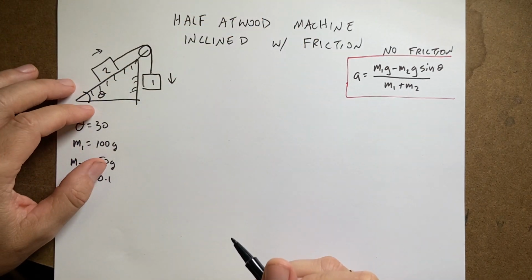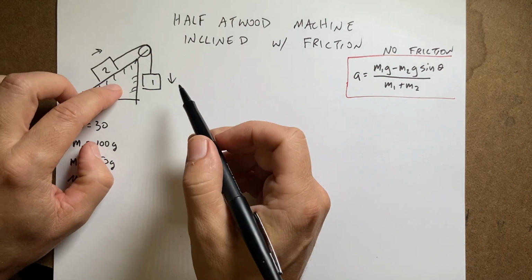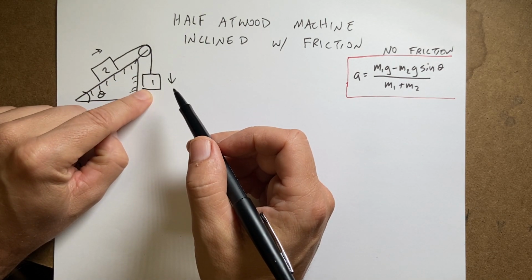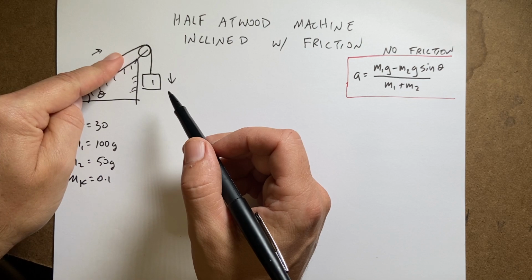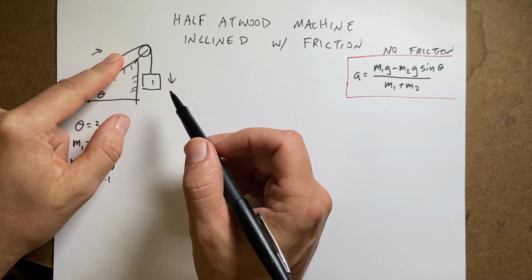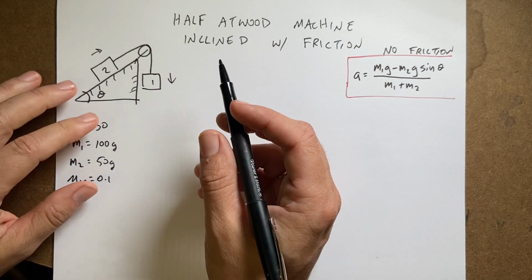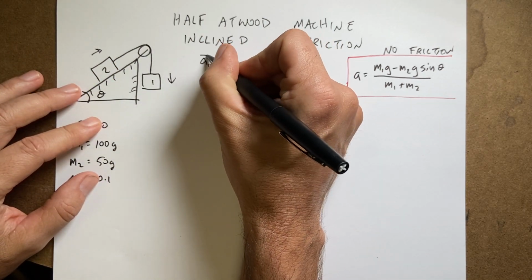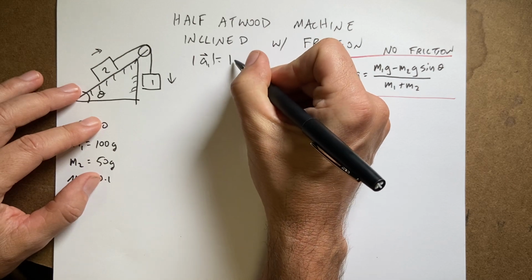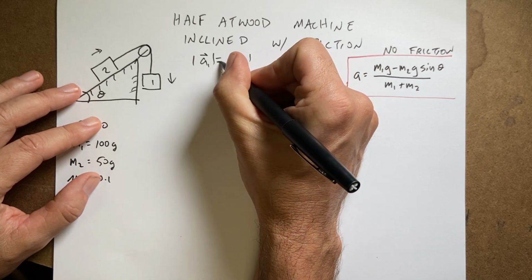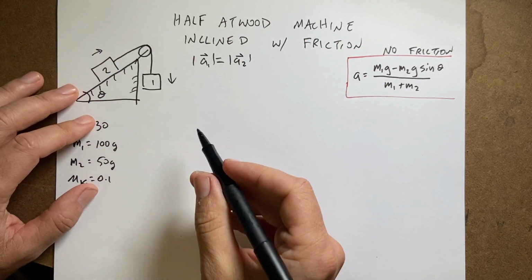So this brings my first main point about these masses. If this mass moves down 1 centimeter, that one has to move up the angle 1 centimeter in the same amount of time. So they have the same speeds with different directions, and therefore they have to have the same acceleration. So the magnitude of the acceleration for 1 has to be equal to the magnitude of the acceleration for 2. That's just, if the rope doesn't stretch, that has to be true.